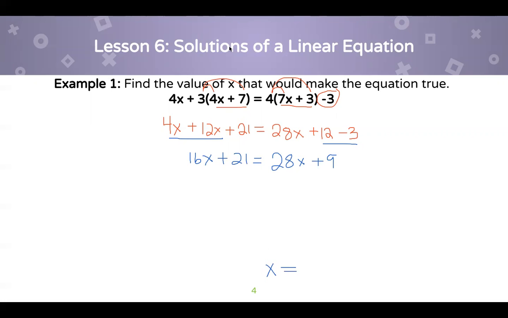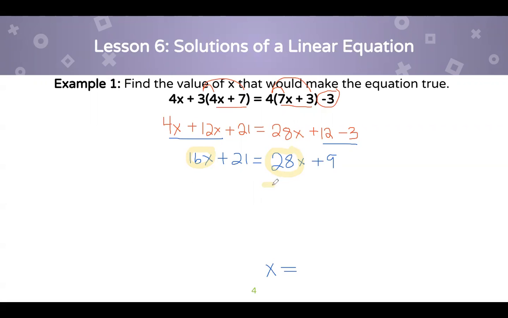You'll notice I do have an x on both sides of my equal sign. I have a 16x over here, and I have a 28x over here. I want all of my x's to be on one side of the equal sign, and I just move it. I just do the opposite operation. These are both positive numbers, so the opposite would be subtraction.